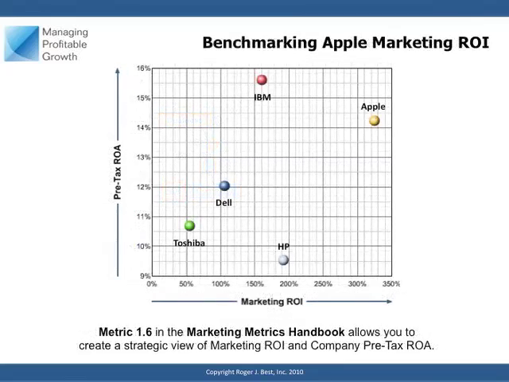Metric 1.6 allows you to benchmark your company against 1 to 4 other companies. In this figure, we can see that Apple's high level of marketing ROI helps build a stronger pre-tax return on assets.